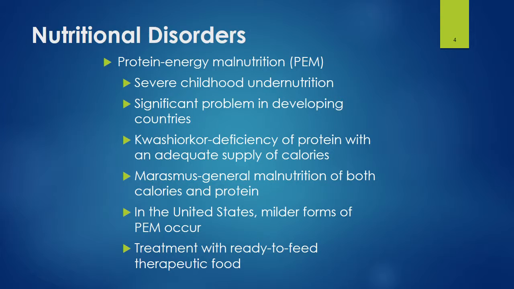Protein energy malnutrition, or PEM, is described as severe childhood undernutrition. It is a significant problem in developing countries. Kwashiorkor is a deficiency of protein with an adequate supply of calories. Marasmus is general malnutrition of both calories and proteins. In the United States, milder forms of PEM occur. Ready-to-feed therapeutic food may be useful in developing countries where water may be contaminated.